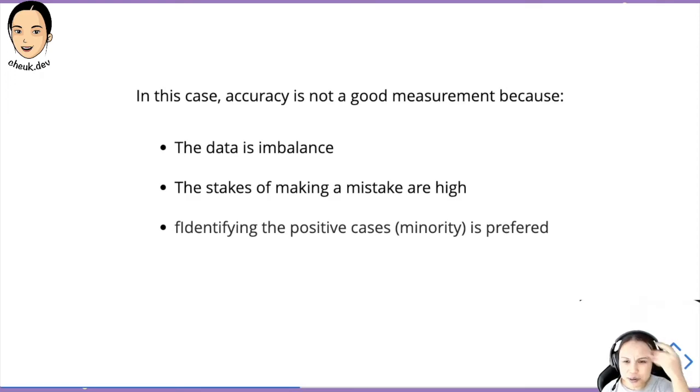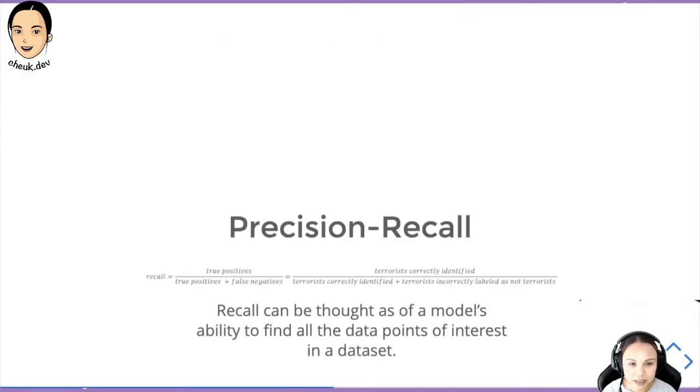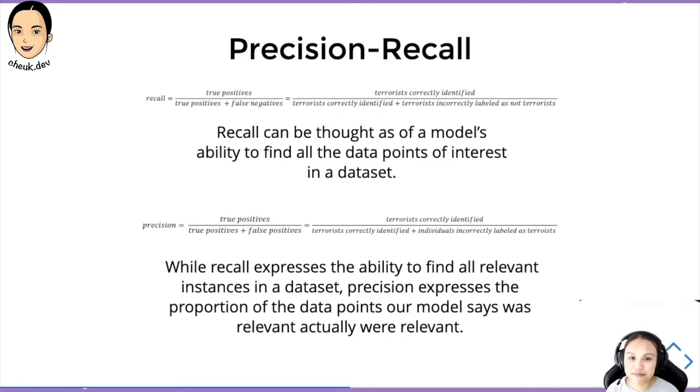So sometimes we want to identify the positive cases, these minority cases. We want to pick them out. We can't just let them slip through. So what should we do? Actually, we have other measurements of how good or bad this model is. It's called precision and recall. The recall is the model's ability of finding the positives. This is the true positive over the true positive plus the false negative.